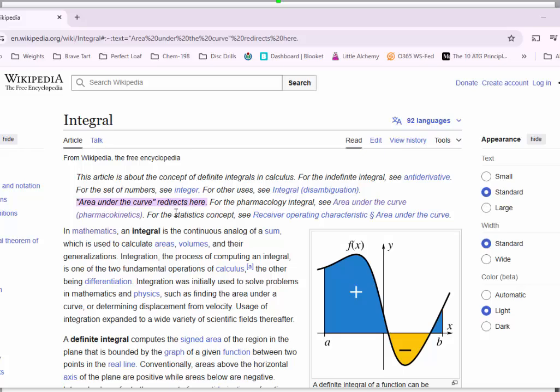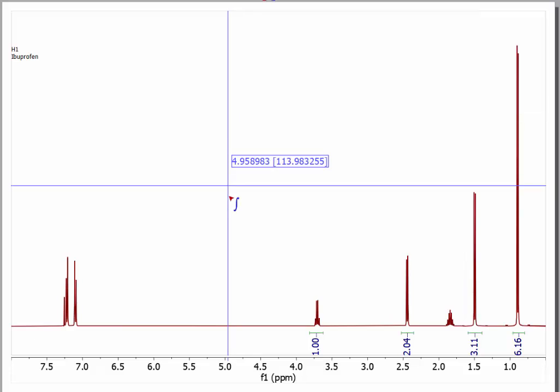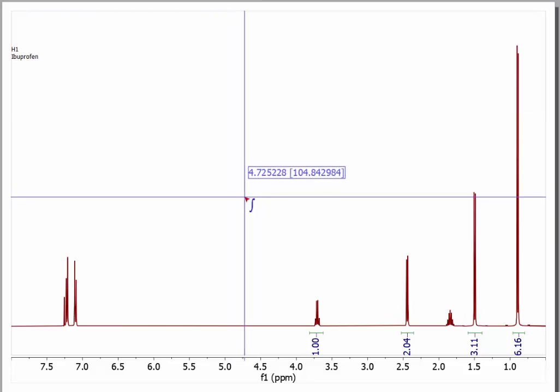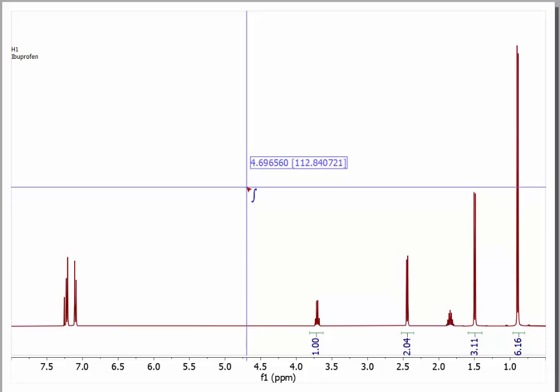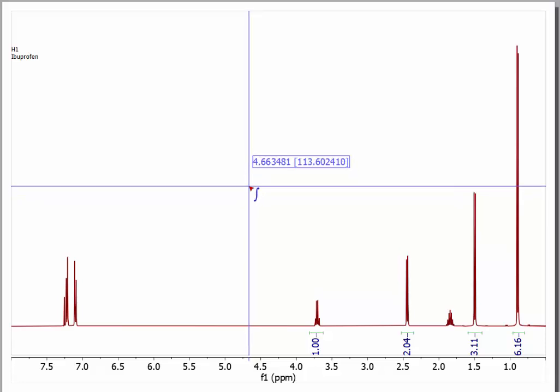So if you have some curve, we are interested in the area under the curve because that will represent something real and physical. And in the context of NMR specifically, what that represents is the number of hydrogens in a given environment, the number of hydrogens in a given peak. But again, it all comes back to this is an area under a curve.